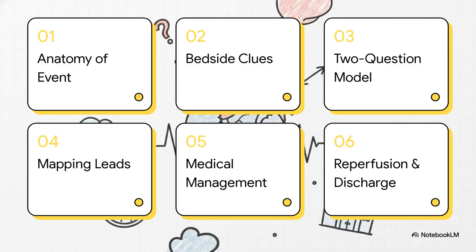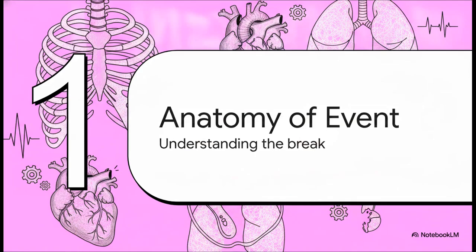So here's our agenda for the shift. 1. Anatomy of an ischemic event. 2. Bedside clues and mimics. 3. The two-question mental model. 4. Mapping leads to culprit arteries. 5. Medical management and risk scores. And finally, 6. Reperfusion and discharge. Okay, let's dive into this.